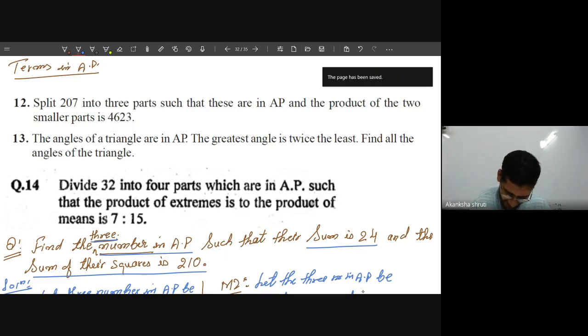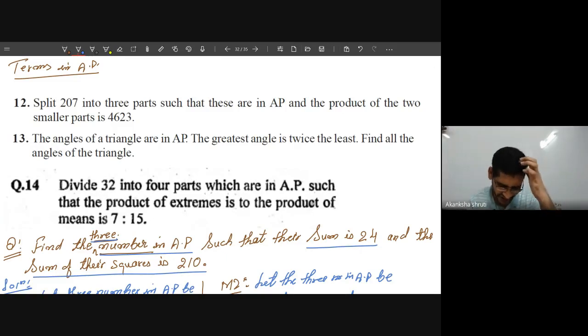Okay, now let me solve these questions. आपके जो बुक का क्वेश्चन है इसी को हम आपको करके दिखाते हैं. देखिए क्वेश्चन नंबर 14 को मैं थोड़ा हिंट करता हूं. 32 into 4 parts which are in AP. So how to take 4 parts, जैसे लेते हैं वैसे लेंगे.